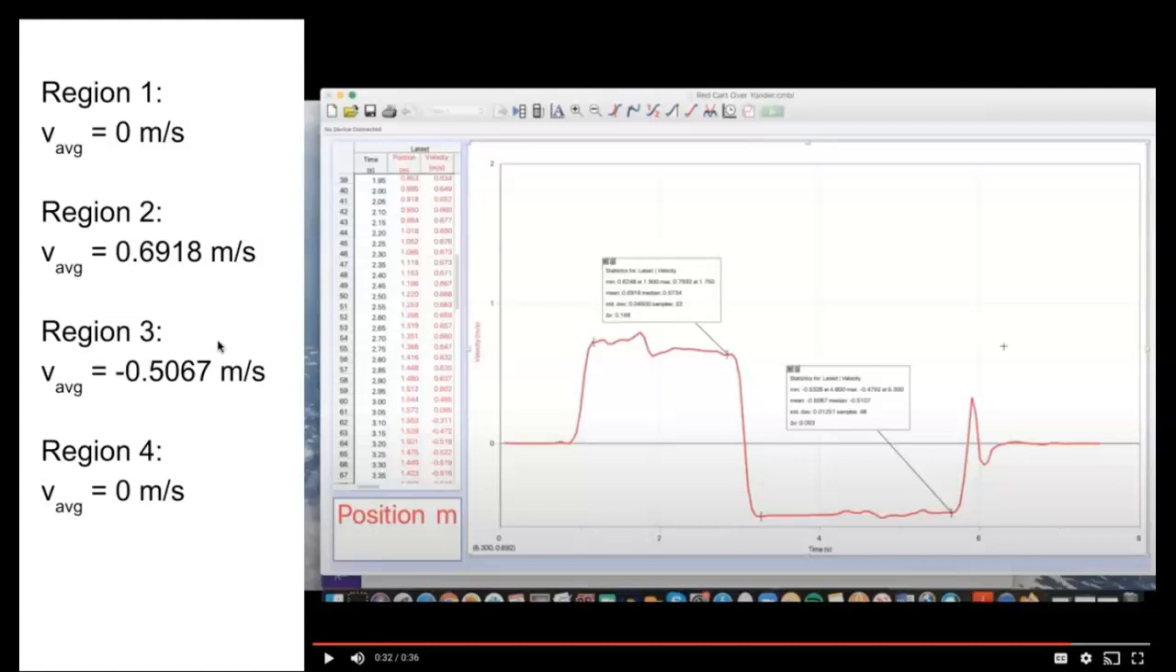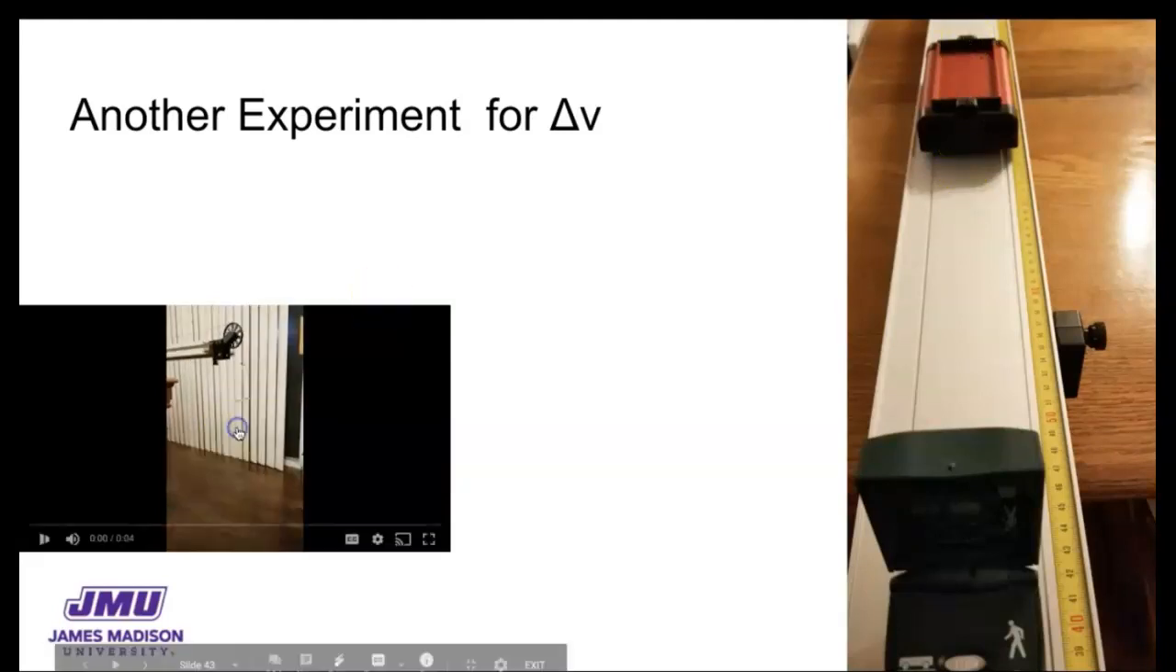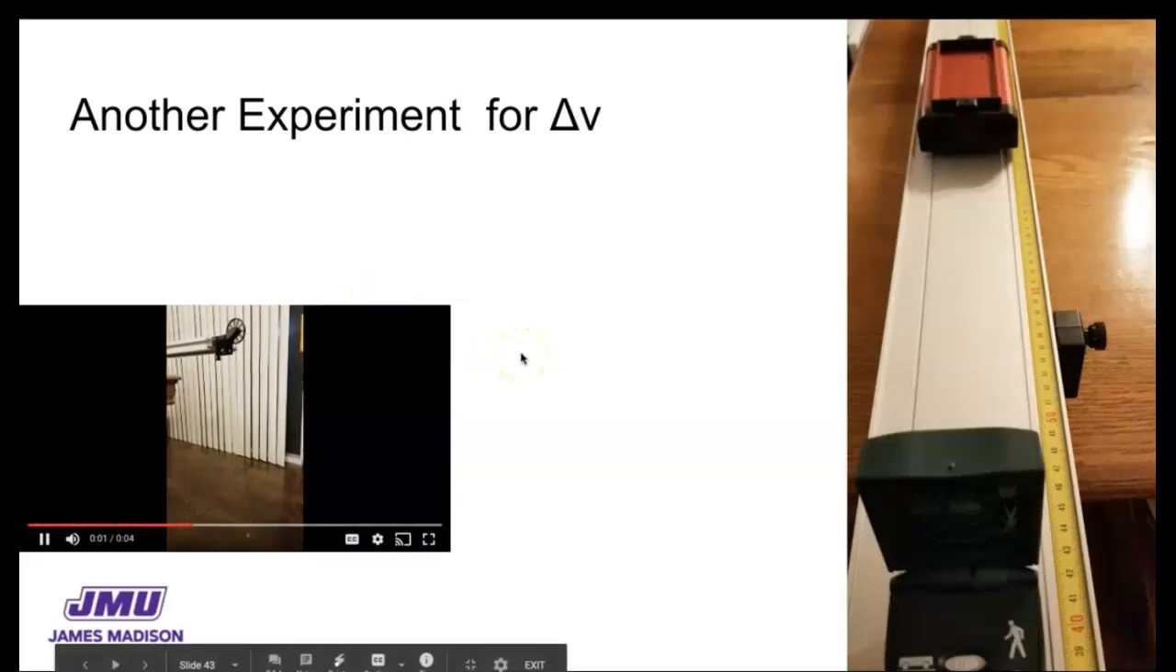And the reason why might be more obvious in the next experiment. This experiment is the exact same equipment. We set up the motion detector and this cart, but I put it on a table and I tied a string to the cart, and on the other end of the string there's a little weight that falls like this. So the result for the cart is this.